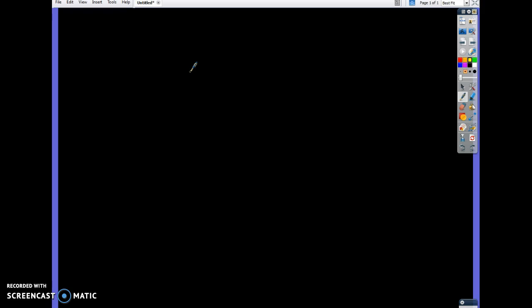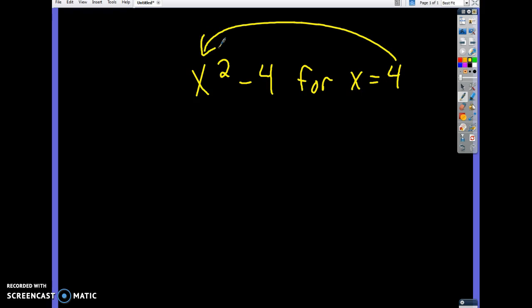So what I was given to work with was x squared minus 4 for x equals 4. So I'm going to take this 4 and substitute it in for the variable. This will just be 4 to the second power minus 4. 4 to the second power means 4 times 4. The bottom number is what you're multiplying. The top number is how many times. 4 times 4 is 16. And 16 minus 4 is 12.